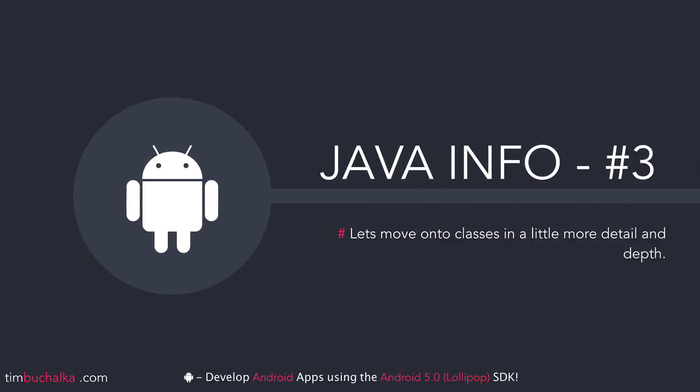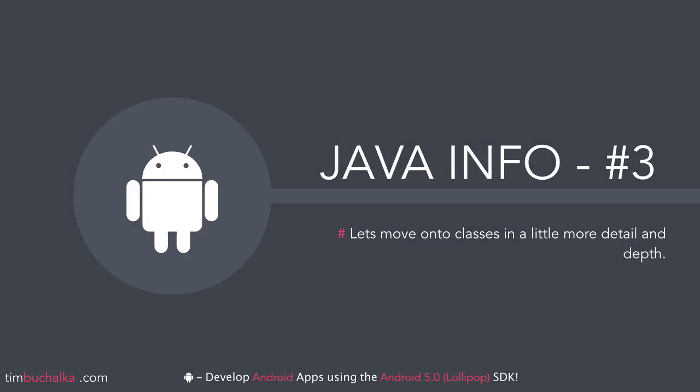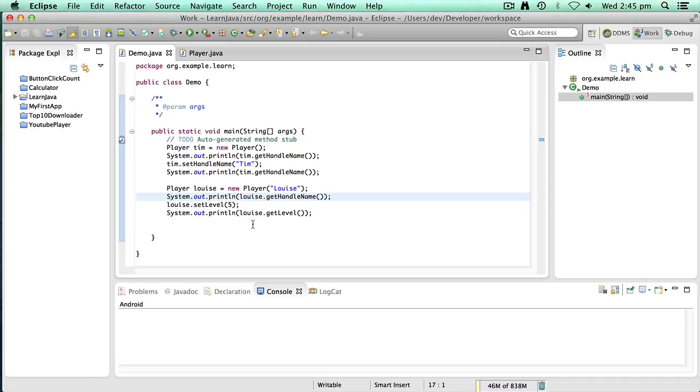Okay, moving on to Java tutorial number 3. We're going to go into a little bit more detail with classes, a bit more detail and depth. So let's get into that. Okay, so here we are in the class from last time. And what I want to do is just recap something.